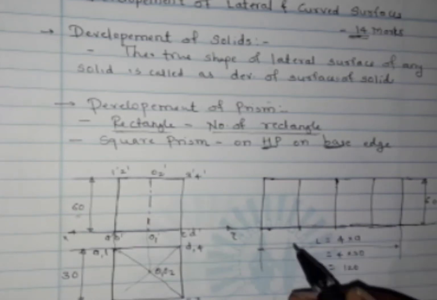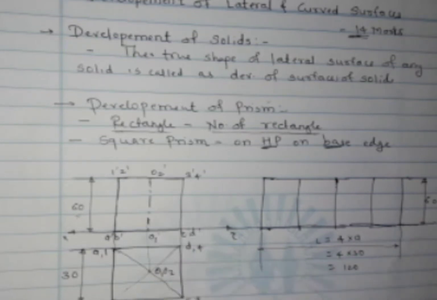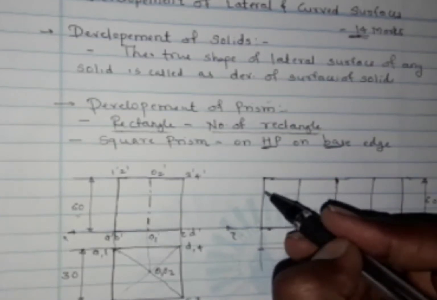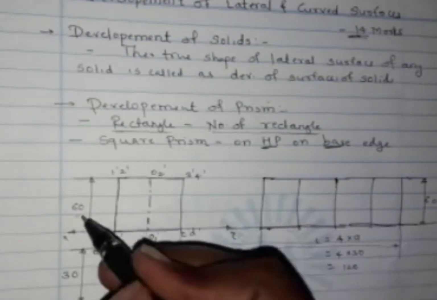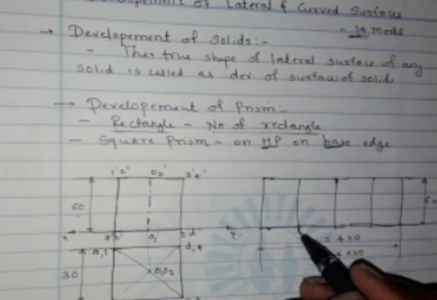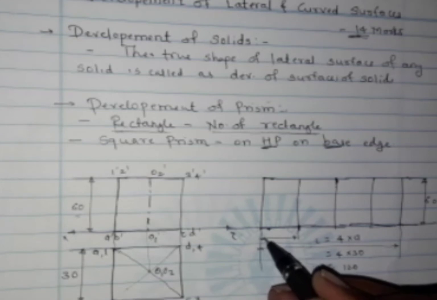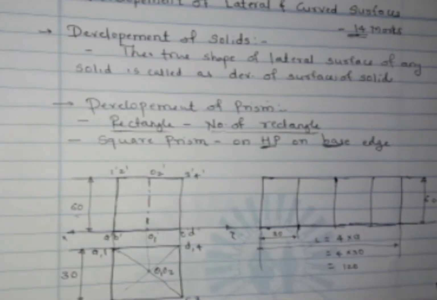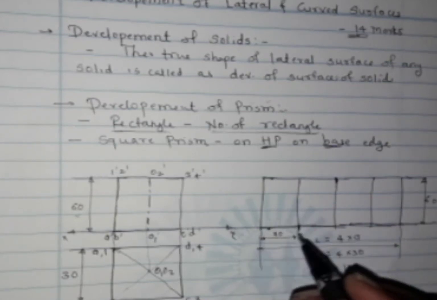Okay, and so like this we are getting the 4 rectangles in the development of the square prism. The height of each rectangle from its development will be equal to the height of this square prism. And whatever the length of each rectangle, it will be equal to 30, that is 30, 30, 30 and 30. So like this we are getting the development of the square prism.